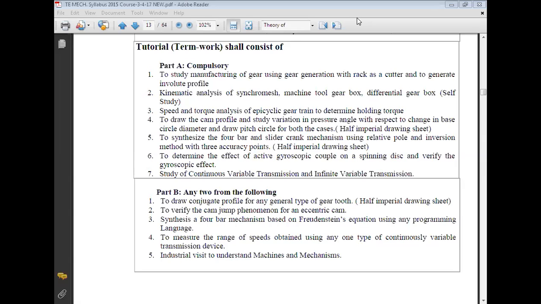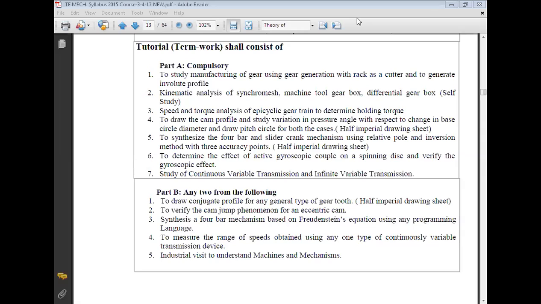Then third one is to synthesize a 4-bar mechanism based on Freudenstein's equation using any programming language. So on unit number 5, this particular assignment will be there. Next one is to measure the range of speeds obtained using any one type of continuous variable transmission device. So we need to obtain the different sorts of speeds in this particular thing. That is what we are going to do.